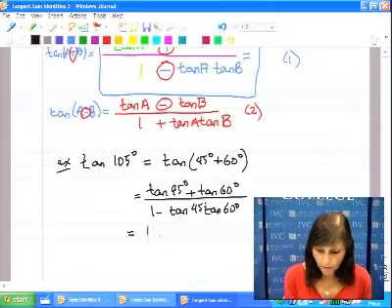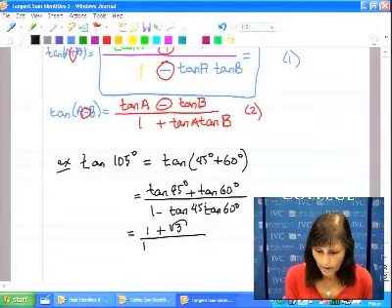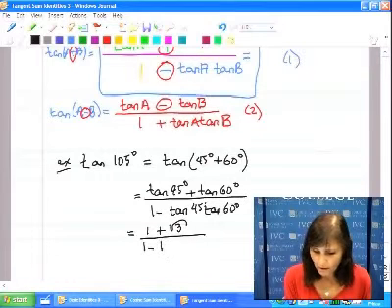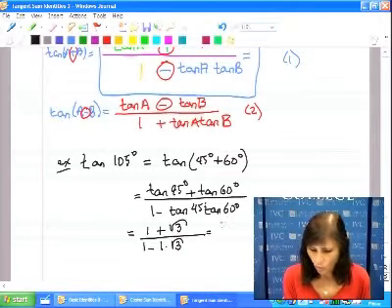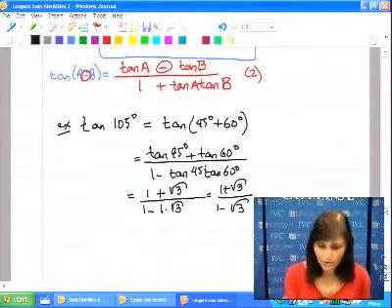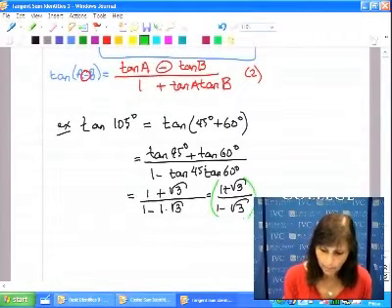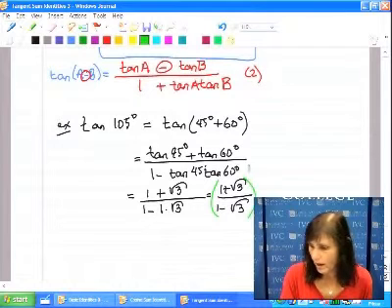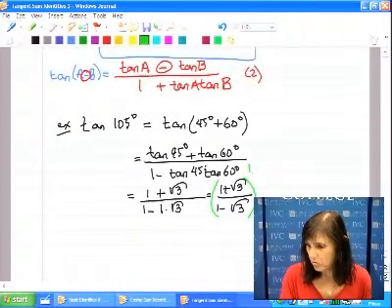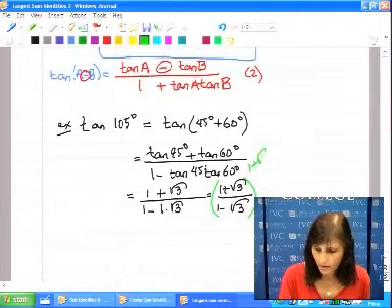What's tangent 45? 1. What's tangent 60? Rad 3. So what do you have? 1 plus rad 3 over 1 minus rad 3. You can rationalize that if you want. You multiply top and bottom by 1 plus rad 3. Let's rationalize the denominator.